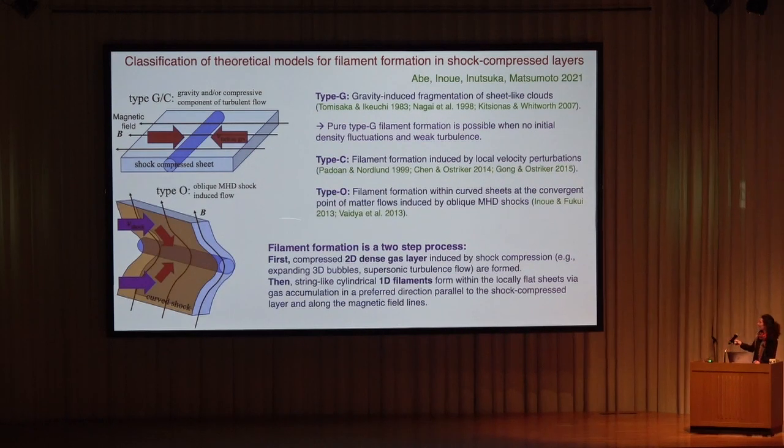So to summarize, filament formation in this model is a two-step process. Firstly, compressed 2D gas layers are formed from shock compression, for example, induced by expanding H2 regions or expanding large-scale bubbles. And then within this shock-compressed layer, 1D-like cylindrical filaments form due to matter flowing anisotropically within the compressed sheet-like structure along magnetic field lines.